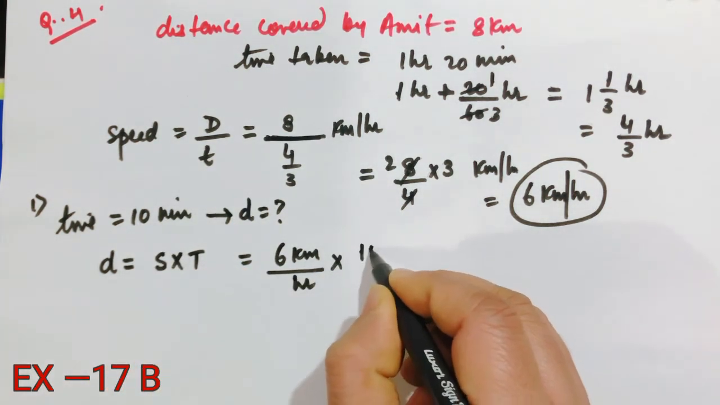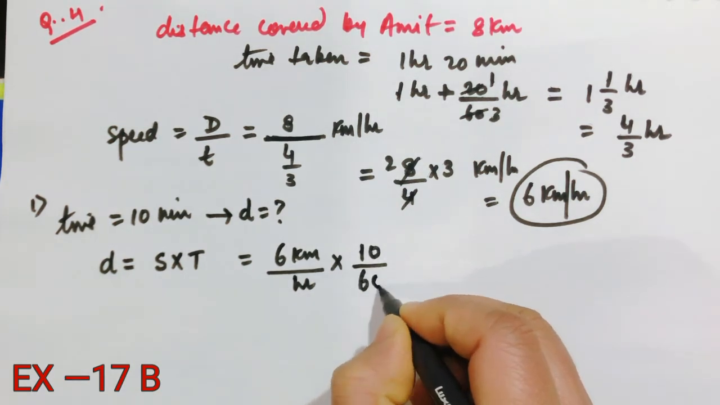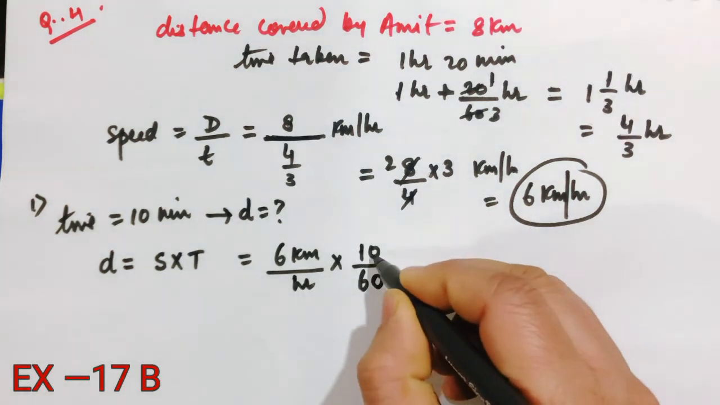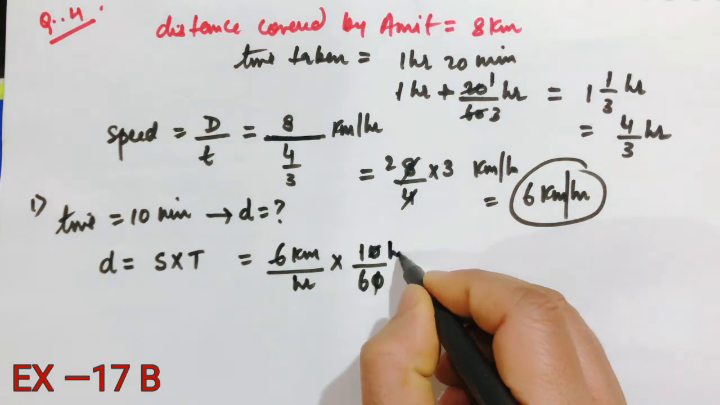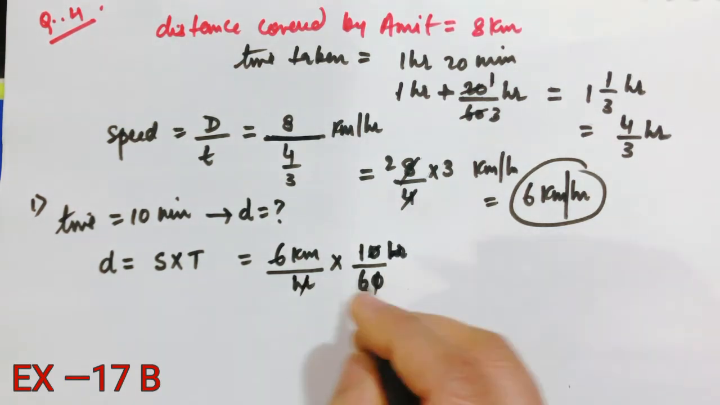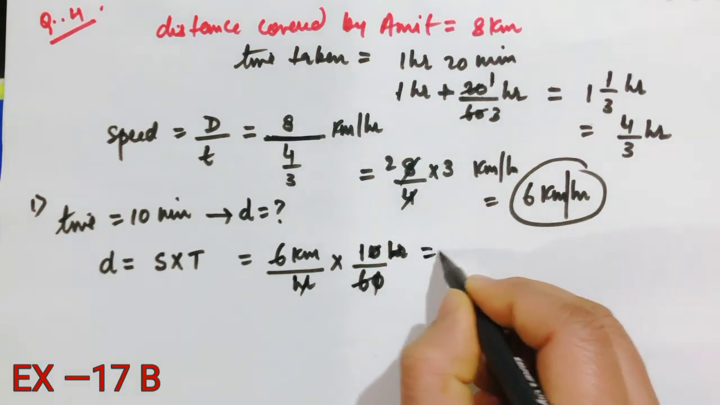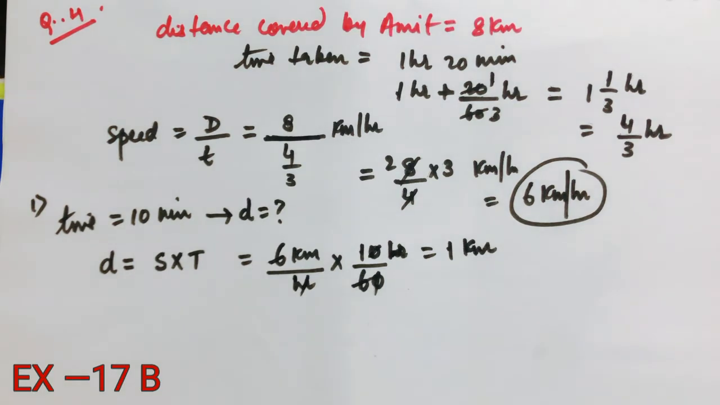So son, do not keep 10 minutes as it is, you will have to convert this into hours. So what will you get? You will get 6 times 10 by 60, everything cancels, 6 also cancels, so it is equal to 1 kilometer. So in 10 minutes Amit will cover a distance of 1 kilometer.